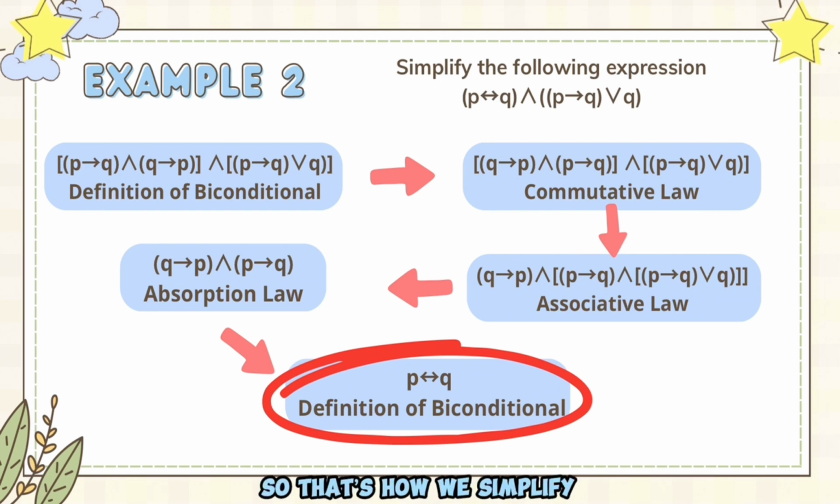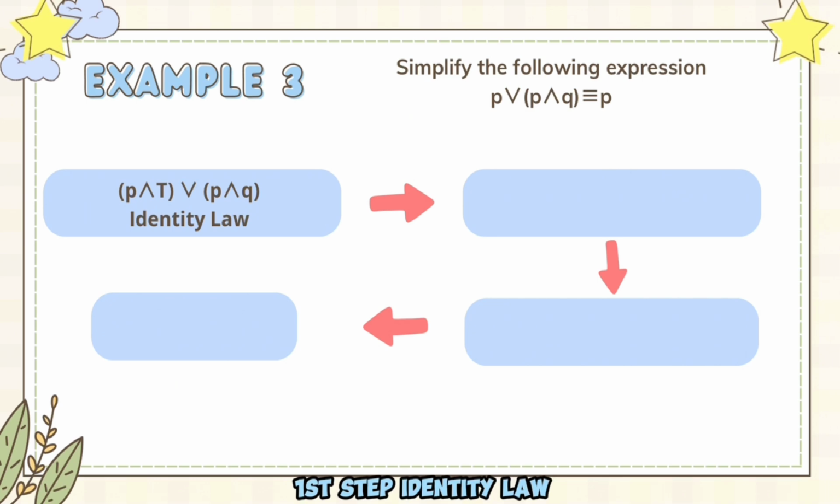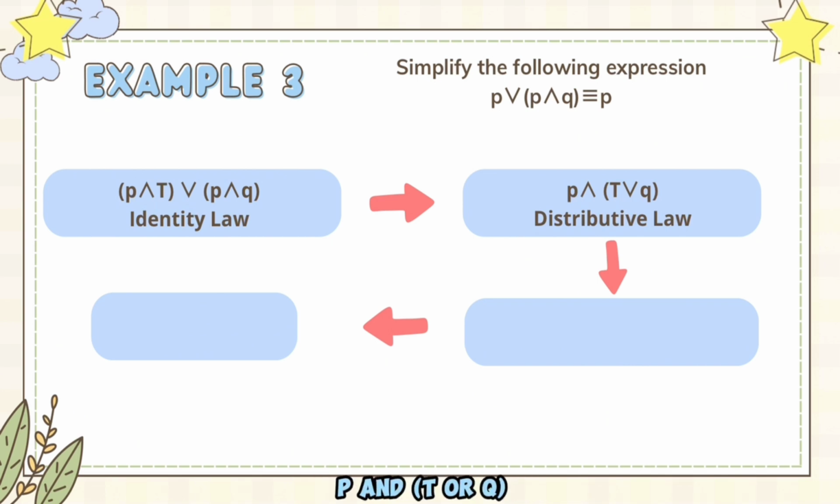So that's how we simplify the following expression for example 2. For example 3, simplify the following expression. First step, identity law. We change P equal to P and true. Next, distributive law. We simplify it into P and T or Q.